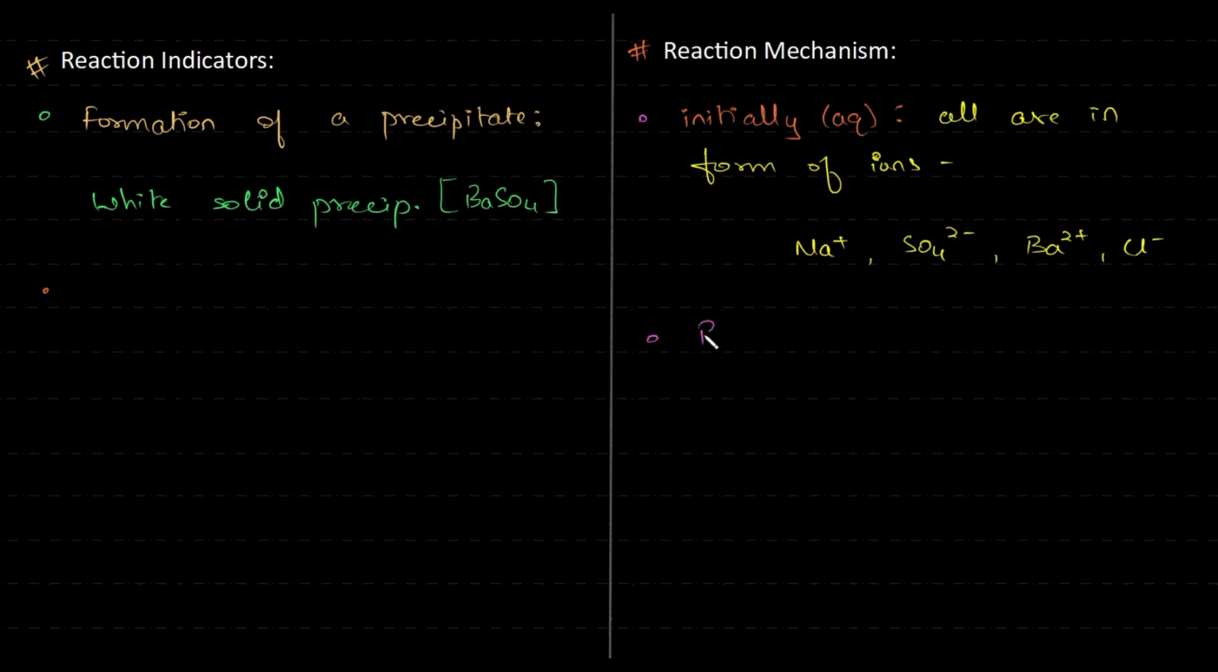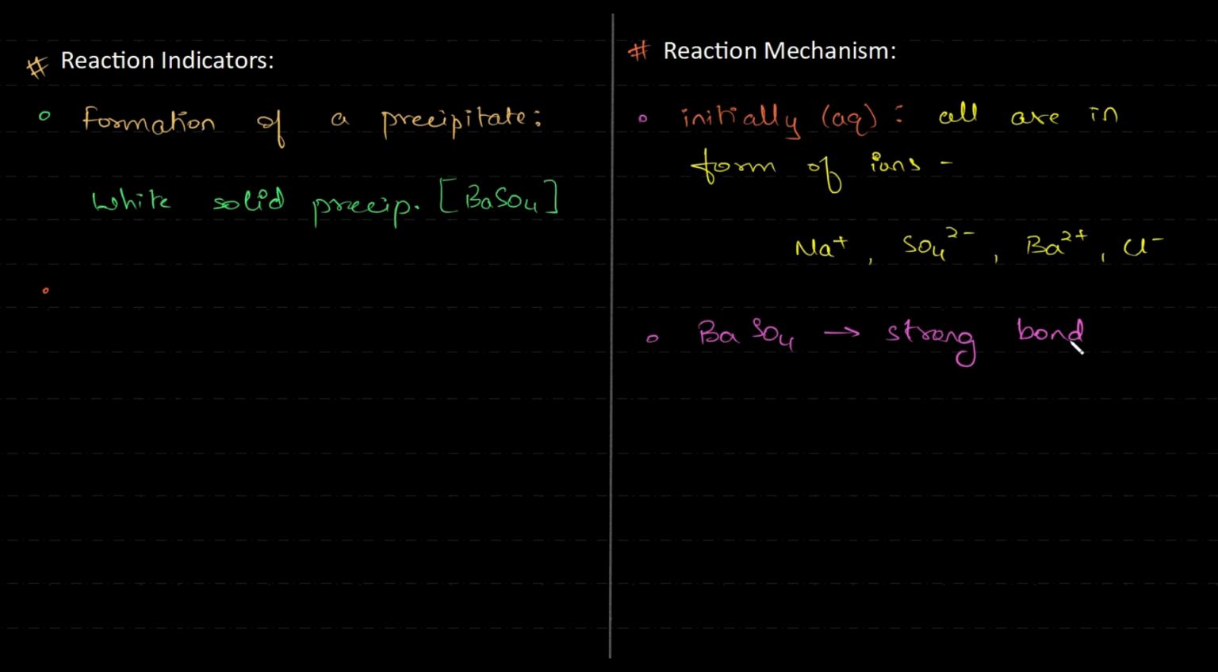But BaSO4, there's a strong attraction and they stick together. There's a strong bond. So this is the main funda. Because this is a strong bond, right? What happens? This forms and this precipitates and it settles.